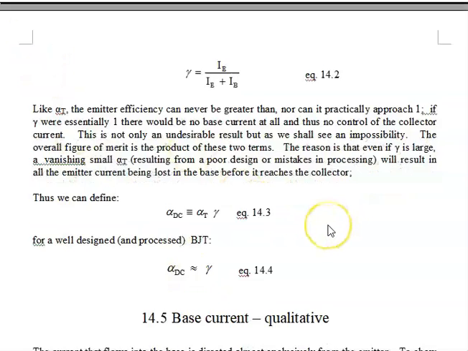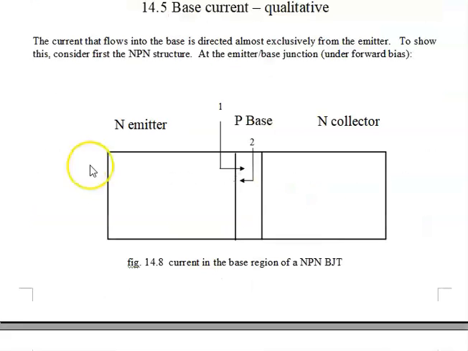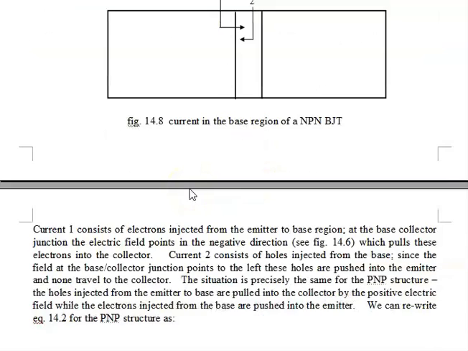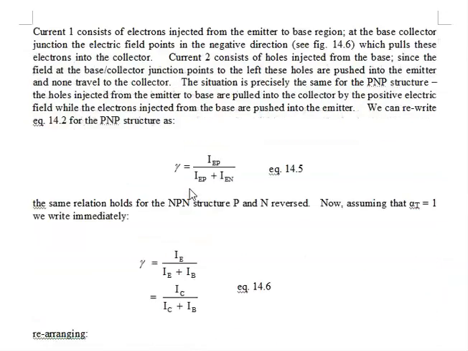So let's see where we can go with this. Let's take it a little bit further. Here we have an NPN, just to be a little bit nasty. The N emitter, P base, N collector, and here we have electrons. This is the big guy right here, 1. That's electrons going from the emitter into the base, and here's the little guy, which is holes going from the base into the emitter. Okay.